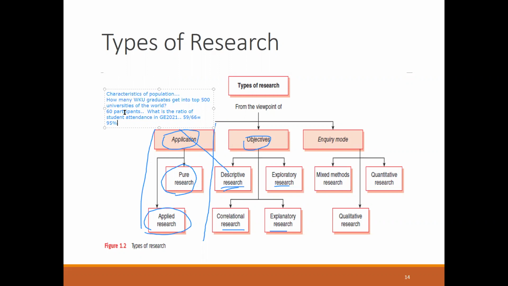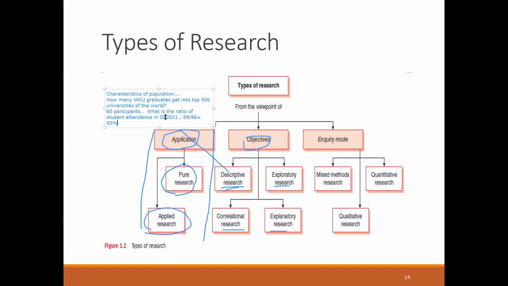Like I have given you two examples. How many WKU graduates get into top 500 universities of the world? You can simply do research, and you can find the answer in 1 day, 2 days, or maybe 3 days. What is the ratio of student attendance in GE2021? We just did a minor research activity, and we found out that it is close to 95%. So this is descriptive research.